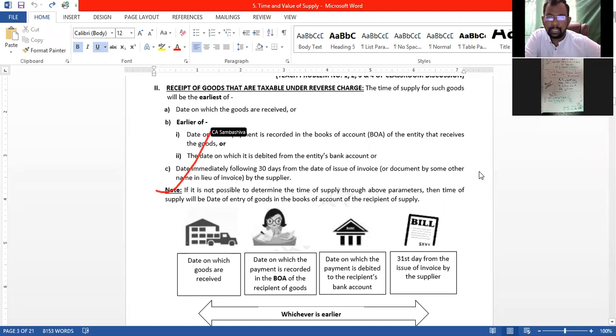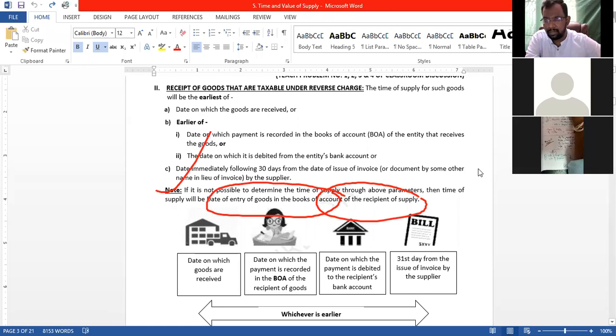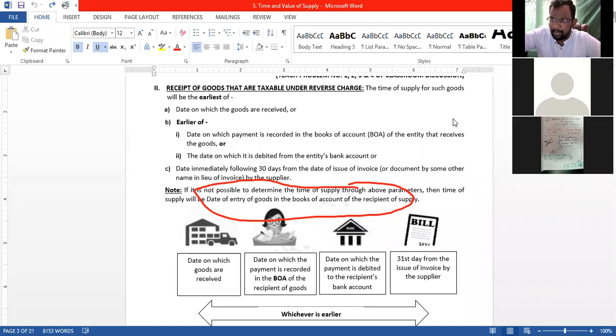If it is not possible to determine the time of supply through the above parameters, then the time of supply will be the date of entry of the goods in the books of account of the recipient of the supply. And sir, in case the above information is not available, when we received the goods, when we made the payment, or whether we made the payment within 30 days or not, assuming we don't have that information with us, then what should we do? Whenever you made the entry into your books of accounts, we pass an entry saying on this particular day we have received the goods. So that particular date will be your time of supply. Clear? That's the meaning of the note point here.